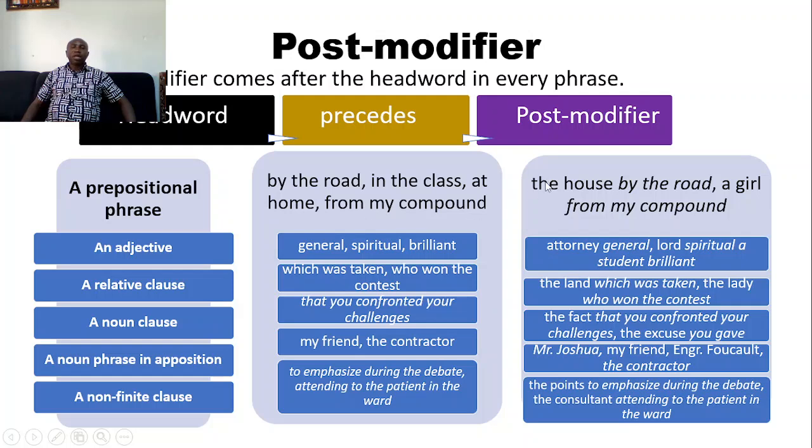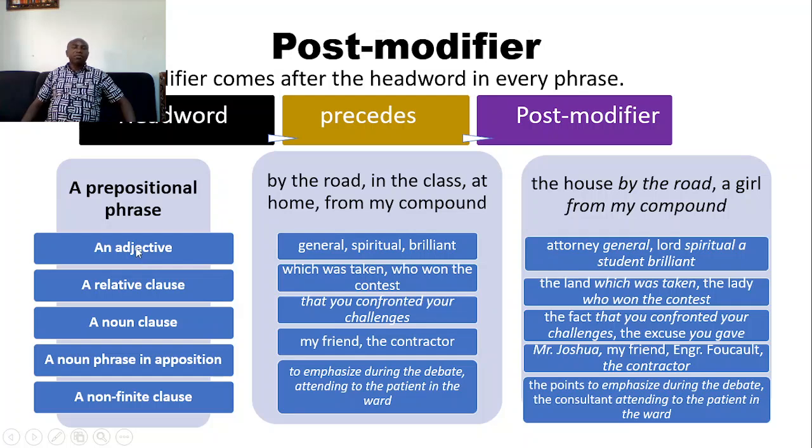The example shows here that the house by the road. By the road points to the particular house we are talking about. It post-modifies it by showing us the specific location of the house, which is additional information. A girl from my compound. From my compound post-modifies the noun girl by stating the specific girl in question, not the one from the streets, but from my compound. The second grammatical element is an adjective.